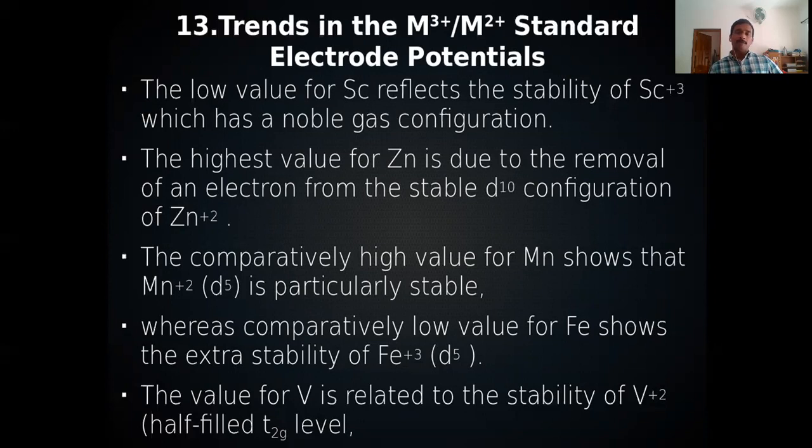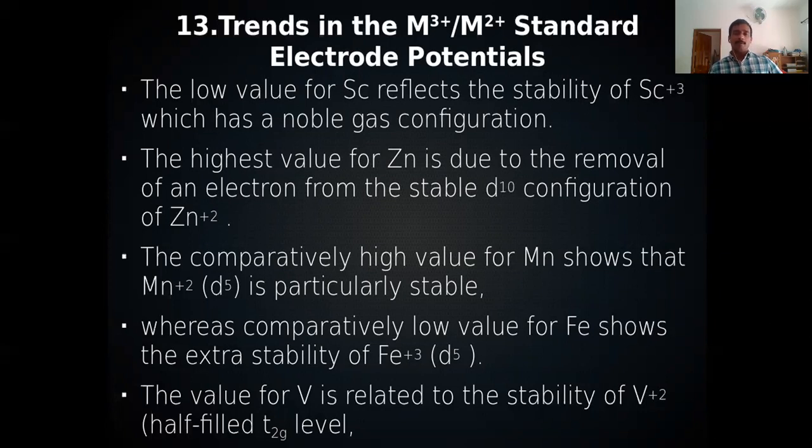The low value of scandium reflects the stability of scandium 3+. It has a noble gas configuration. With 3d1 4s2 configuration, if all the electrons from s and d are removed, it will get a noble gas configuration. So that is highly stable. So Sc3+ has no tendency to change to Sc2+.